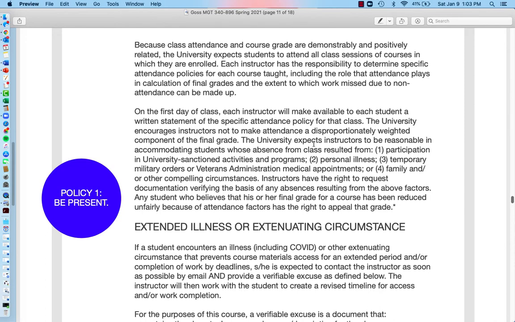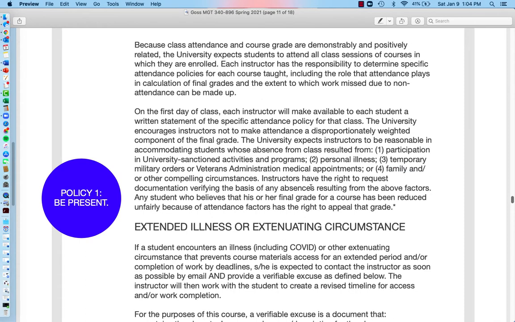Understand, though, you still have the responsibility to quote-unquote show up and do your work. That's an important thing to understand and to remember. Now, some of you may be participating in university-sanctioned activities and programs. That's understandable. Some of you may experience, unfortunately, personal illness. That happens a lot. I would expect for the foreseeable future that to be a major problem for many people. And then also, if you have some military assignment, if that applies to you. And then, of course, anything and everything is subject to happen with regard to our families.